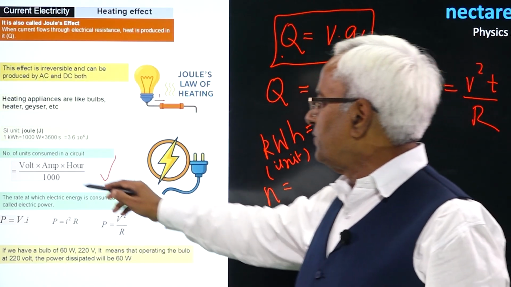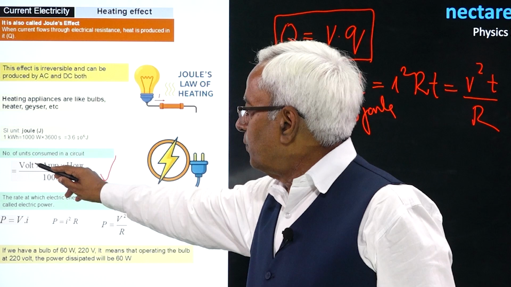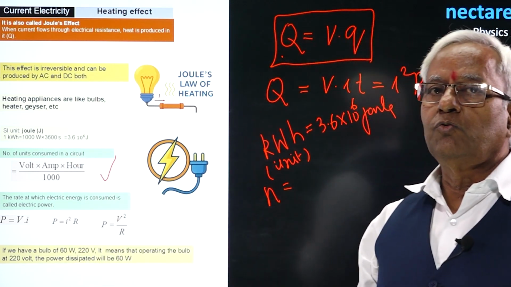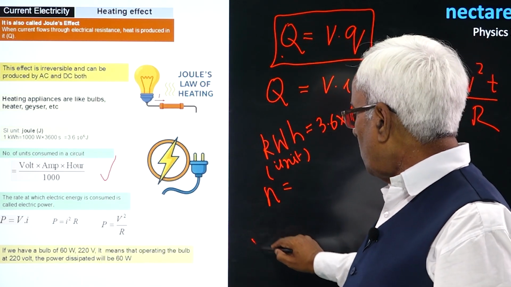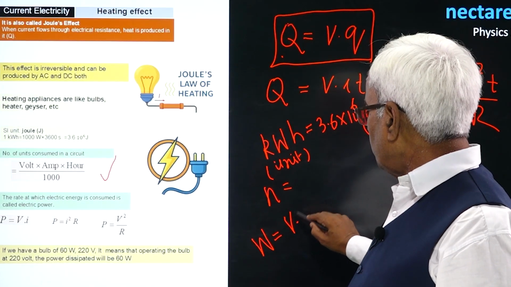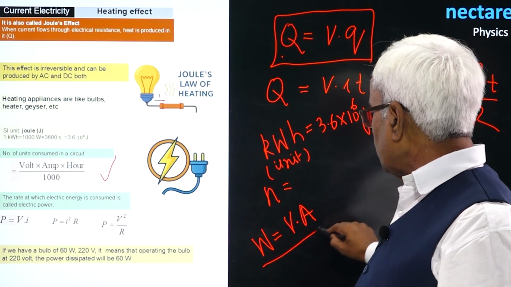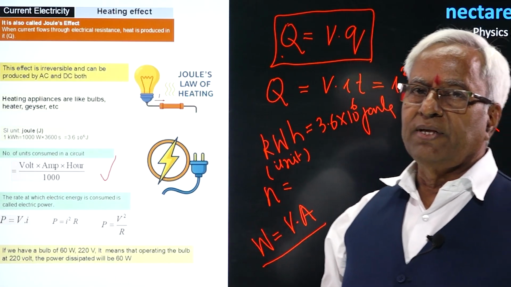The number of units, you know, sometimes in place of volt into ampere, is written as watt. It is all the same. Watt itself stands for volt into ampere. 1 volt ampere itself means watt.